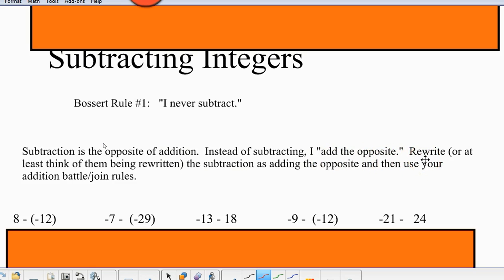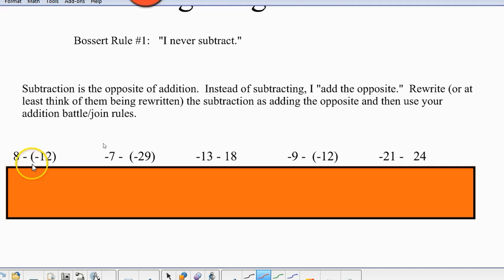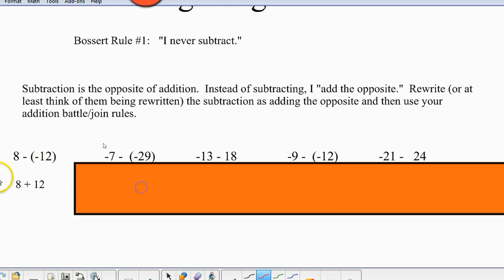So I'm going to rewrite, or at least I'm going to think of them as being rewritten, the subtraction as adding the opposite. And then I'm going to use my battle join rules. And the battle join rules only are for addition. So if it's written as a subtraction, you've got to rewrite it as an addition, adding the opposite. Subtracting is the same as adding the opposite. So 8 minus negative 12, I'm going to change that to plus 12. And then, by the way, that's 20. Yay.